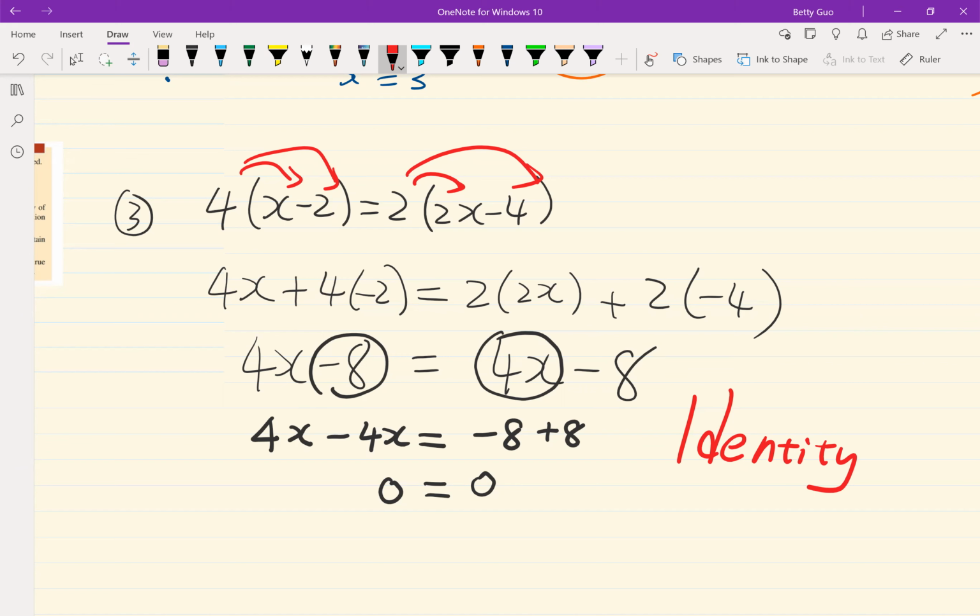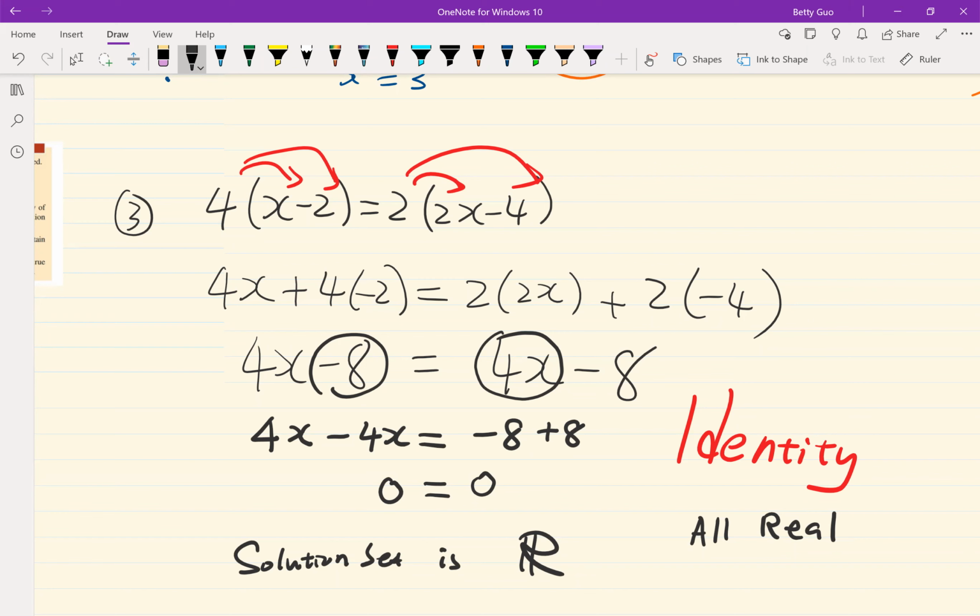So you guys want to write it down. This equation is an identity. If the equation is an identity, the solution set is all real. And this notation, fancy R, represents the real number set. Or you can just write all real or any real numbers, right? Am I clear about this problem? This equation is special, okay?